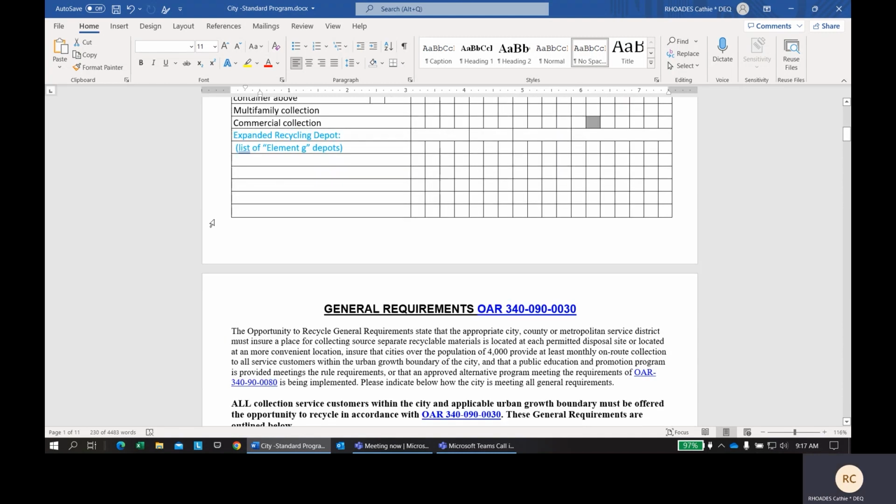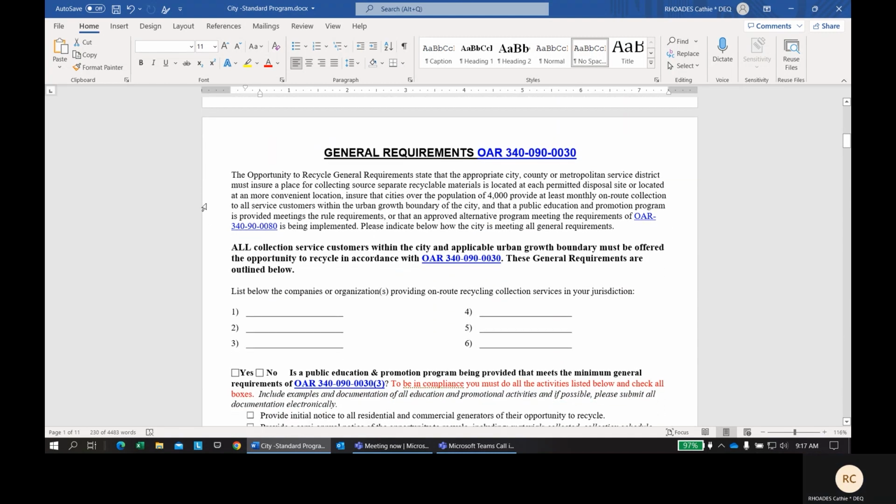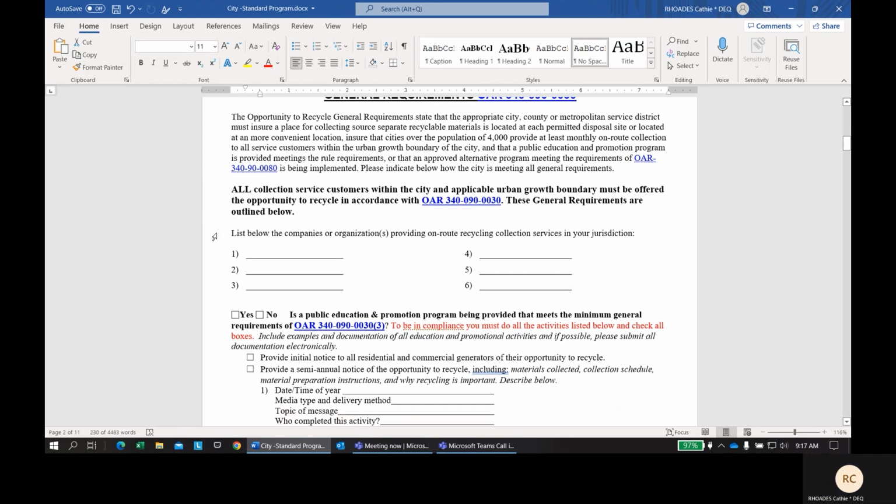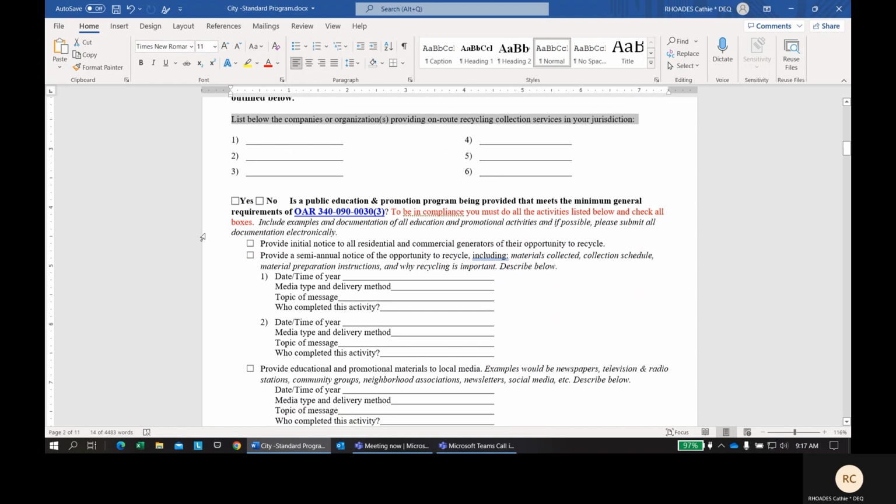So moving on to the general requirements. All cities over the population of 4,000 are required to do these activities listed here. To start this section, please indicate the name of the service provider or providers in your community. Now let's walk through each requirement.